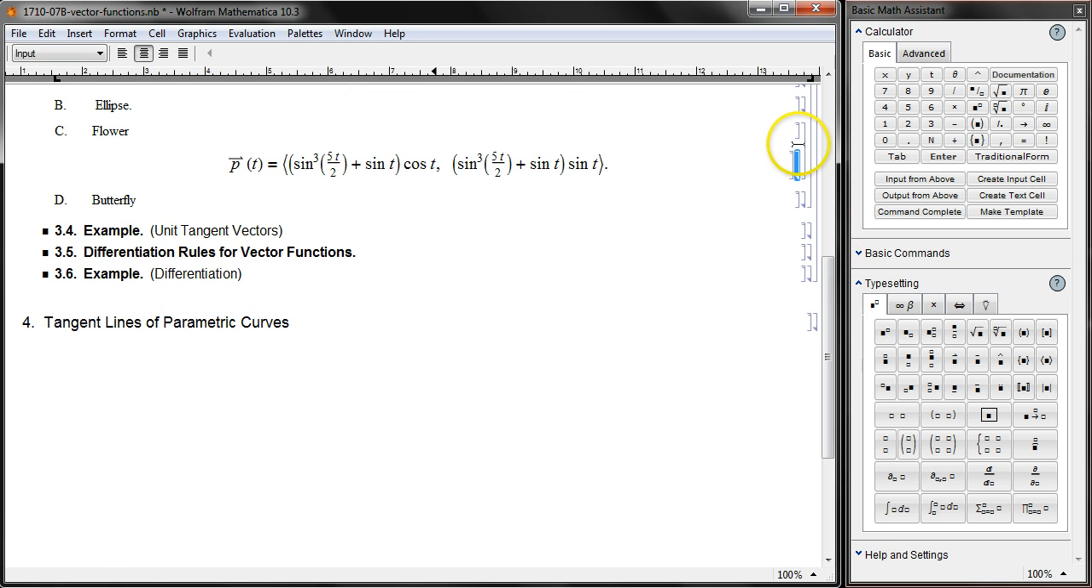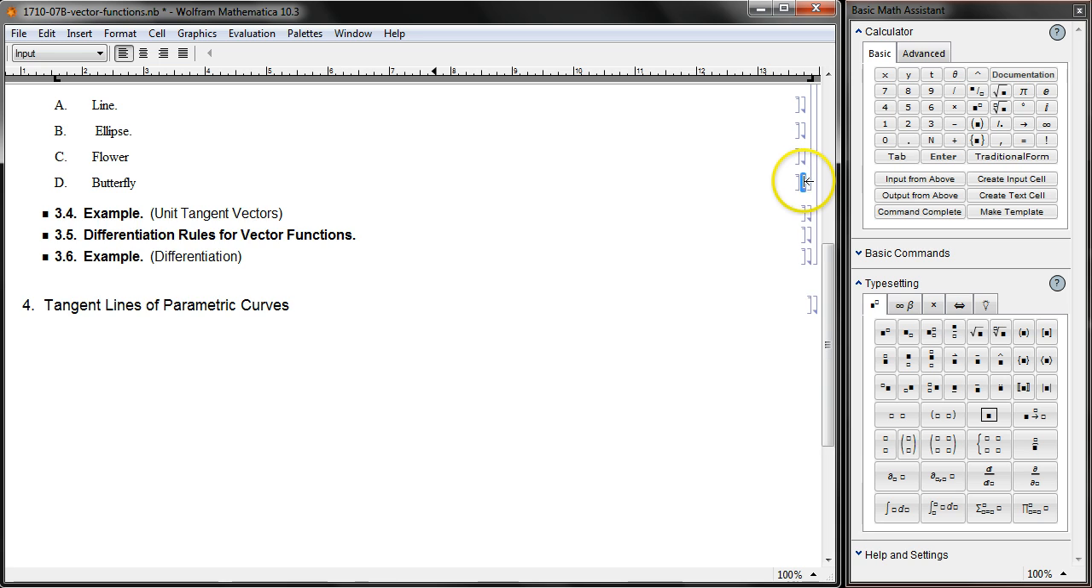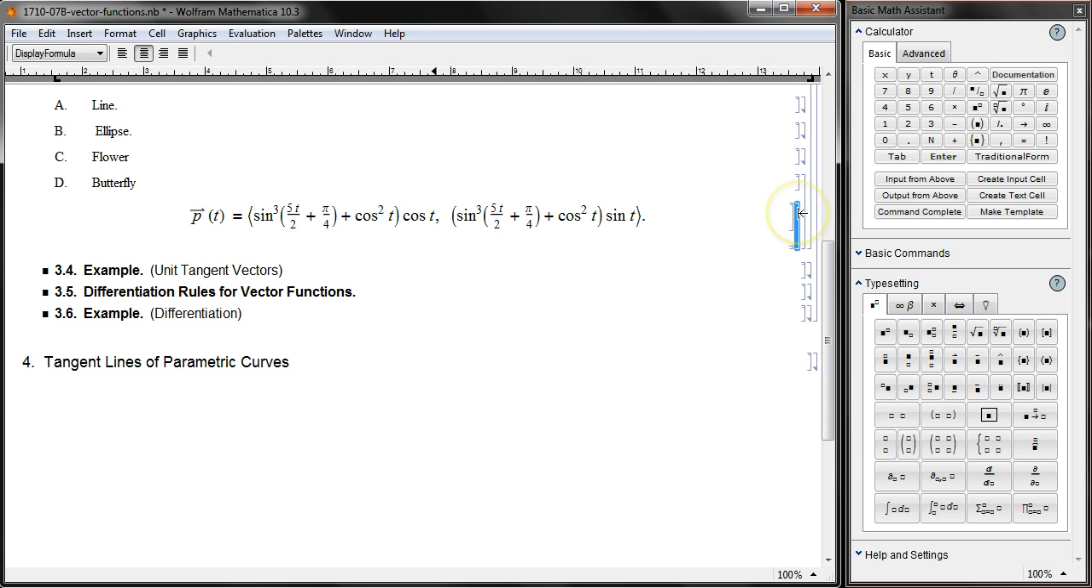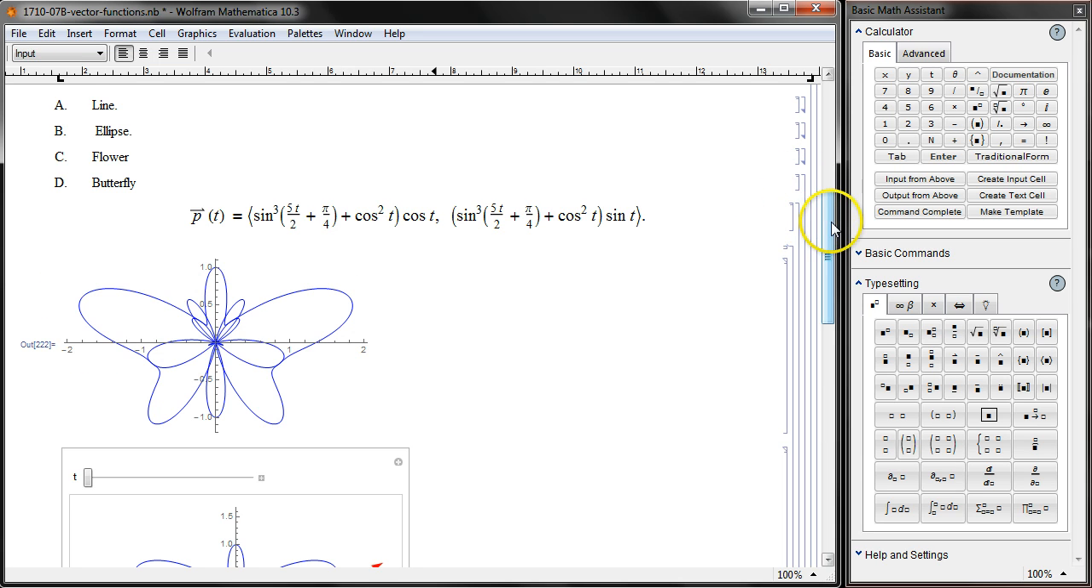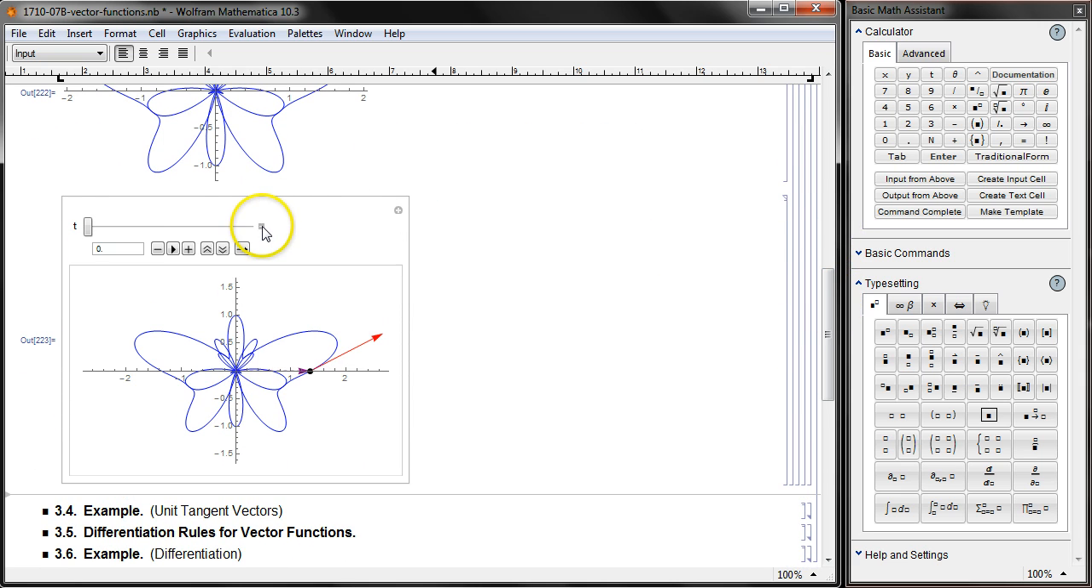Okay, another pretty picture. This one I made myself. I didn't copy it from anywhere, and I named it Butterfly for an obvious reason. Again, let's make it slower. Please note that the black dot is moving faster and slower, and as it moves fast, we have a longer red arrow and vice versa. So that's the visualization of the derivative vector.